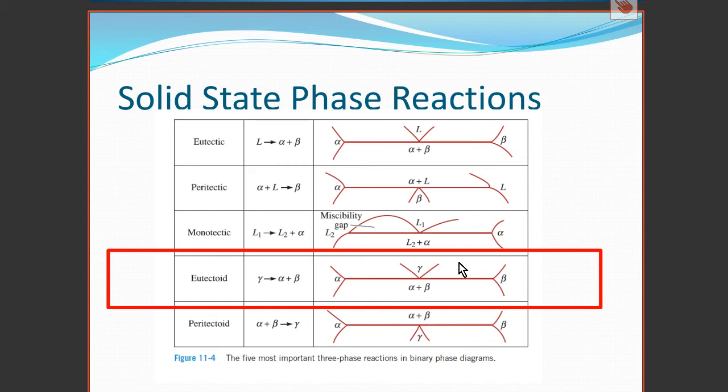In this chapter, we're going to be talking about a similar transformation of one phase into two to form a finely divided microconstituent, but this time it will be in the solid phase. And that reaction is called the eutectoid.